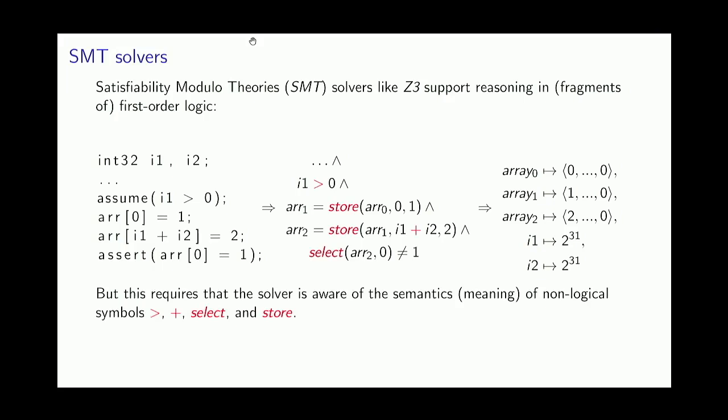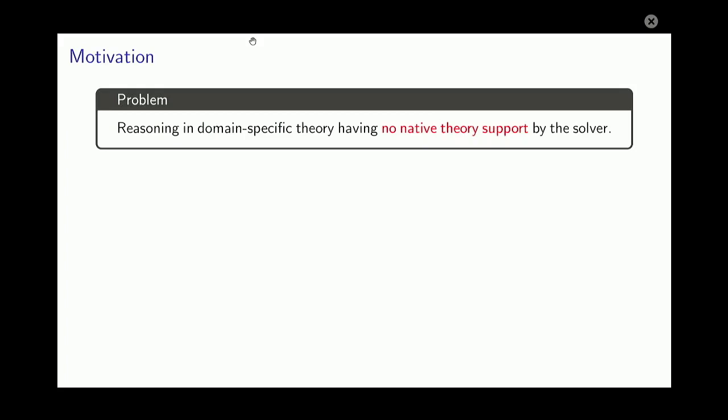hardly depends on the solver's ability of reasoning in the desired theory. For example, in this case, the solver needs to be aware what the greater sign and the store and select functions mean. But now, the problem we were encountering is what happens if we need some very, very specific theory that's not supported by the Z3 solver. Of course, Z3 cannot support all possible theories. That's not possible. First-order logic is not decidable.